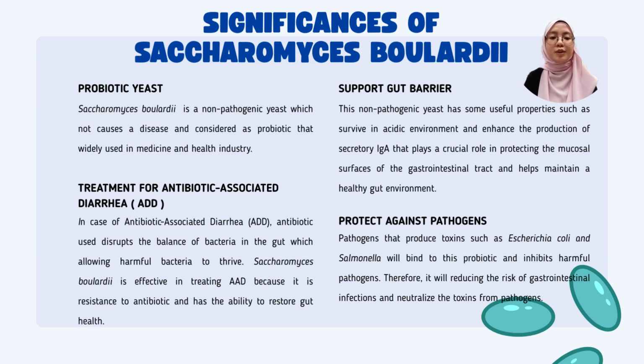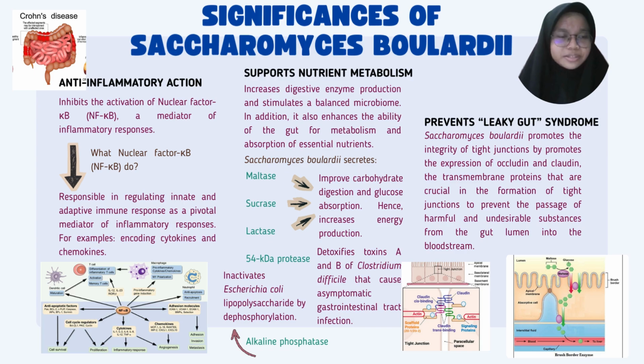Next is protection against pathogens. Pathogens that produce toxins such as E. coli and Salmonella will bind to this probiotic, which inhibits harmful pathogens. Therefore, it reduces the risk of gastrointestinal infection and neutralizes the toxins from the pathogen. Now, I would like to explain more on the significances of Saccharomyces boulardii.